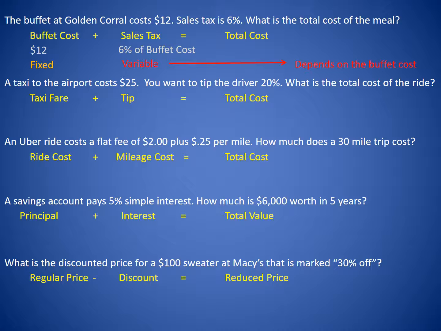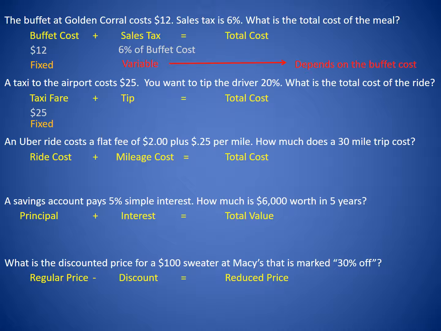And again, if you contrast that against the buffet cost itself, remember it was $12. We don't care what the sales tax is or anything else, it's a fixed amount. All right? So let's apply that same logic and go through the process for the taxi to the airport. The taxi fare, right? It's $25. Just like the buffet cost, it doesn't matter who you are or any of the circumstances, it's always going to be a fixed cost of $25.